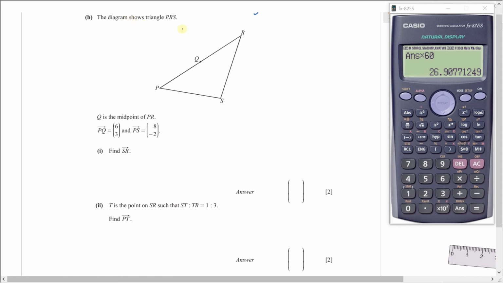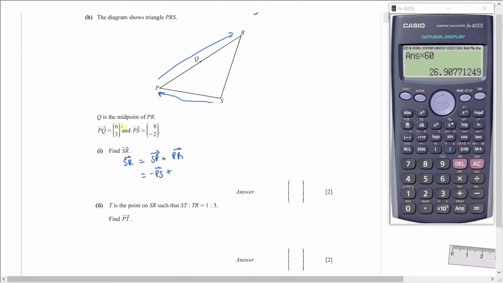The next part is: the diagram shows triangle PRS. Q is the midpoint of PR. PQ is 6, 3 and PS is 8, minus 2. Find SR. So SR is this. We can find SR by the head to tail rule. So SR can be written as vector SP plus vector PR. SP will be simply minus PS. Since PS is in this direction, once you go in the opposite direction, you multiply it by minus 1.